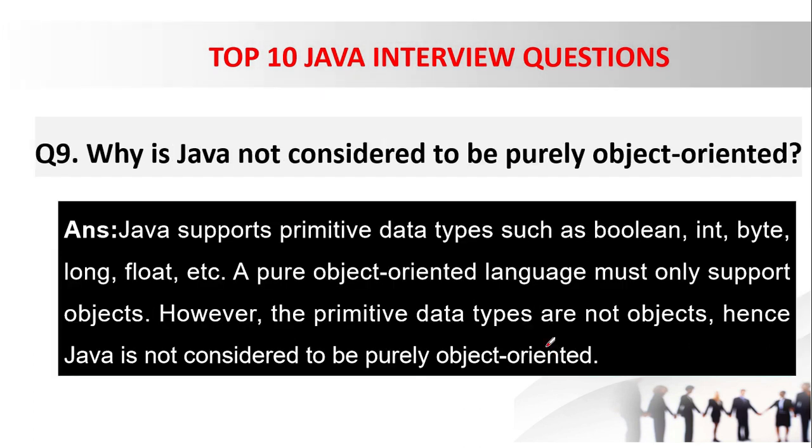Okay, question number 9: why is Java not considered to be purely object oriented? The reason is that Java supports primitive data types such as int, byte, long, boolean, and so on, and a pure object oriented language must only support objects. So these are not objects, these are what? Primitive data types. Java supports primitive data types as well as reference data types. So it's not a pure object oriented language. Primitive data types are not objects, and Java is not considered to be a purely object oriented programming language.